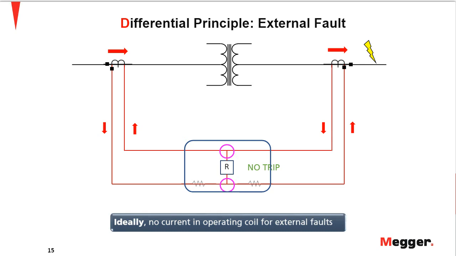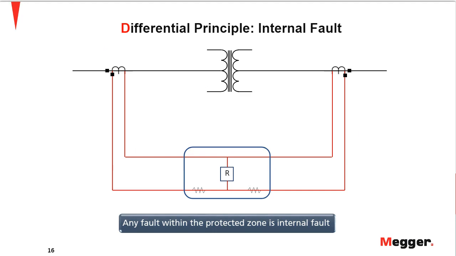The differential relay would not trip. Now, when there is an internal fault, internal to your zone of protection, internal to the location of the CTs.